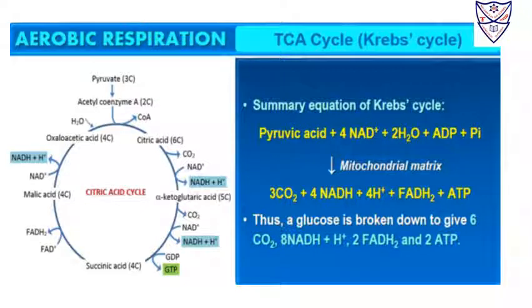If we look at the entire cycle, then we have pyruvic acid, which is converted to 3 carbon dioxide molecules in the mitochondrial matrix, right? So here NAD is converted into NADH, water, ADP and phosphate are involved, and in turn we have 4H plus, FADH2 and ATP. So a glucose is broken down to give 6 carbon dioxide, 8 NADH plus H plus, 2 FADH2 and 2 ATPs.